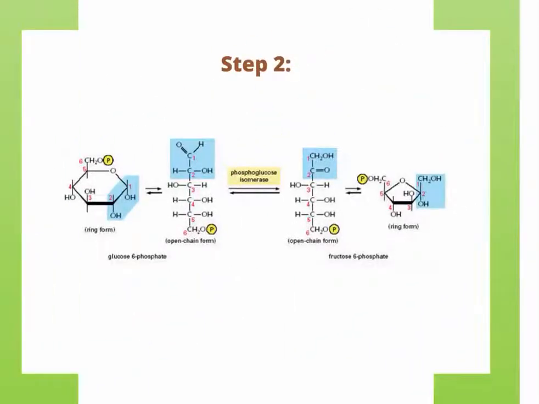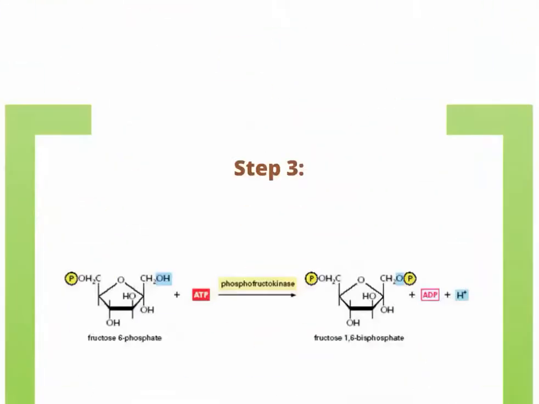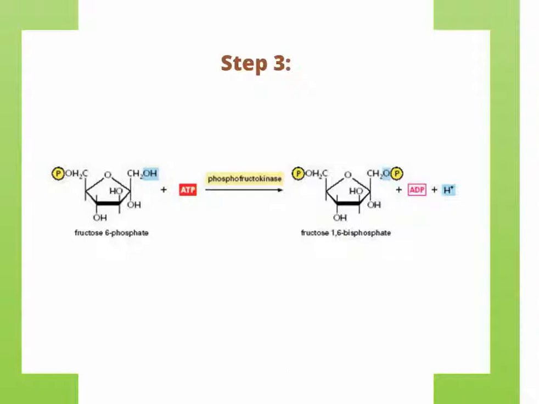For step 2, a readily reversible rearrangement of the chemical structure, also known as isomerization, moves the carbonyl oxygen from carbon 1 to carbon 2, and that forms a ketose from an aldose sugar. Step 3, another ATP is used. The new hydroxyl group on carbon 1 is phosphorylated by ATP in preparation for the formation of 2 3-carbon sugar phosphates. The entry of sugars into glycolysis is controlled at this step through regulation of the enzyme phosphofructokinase.